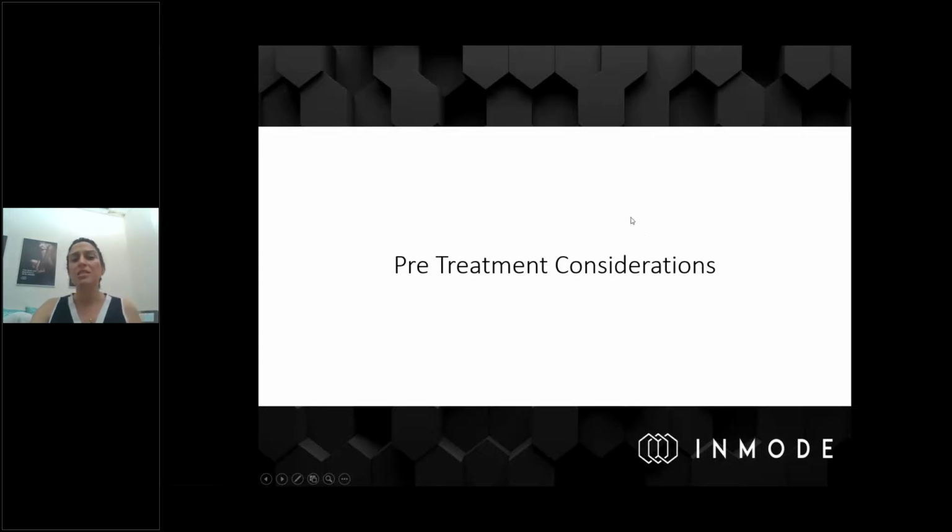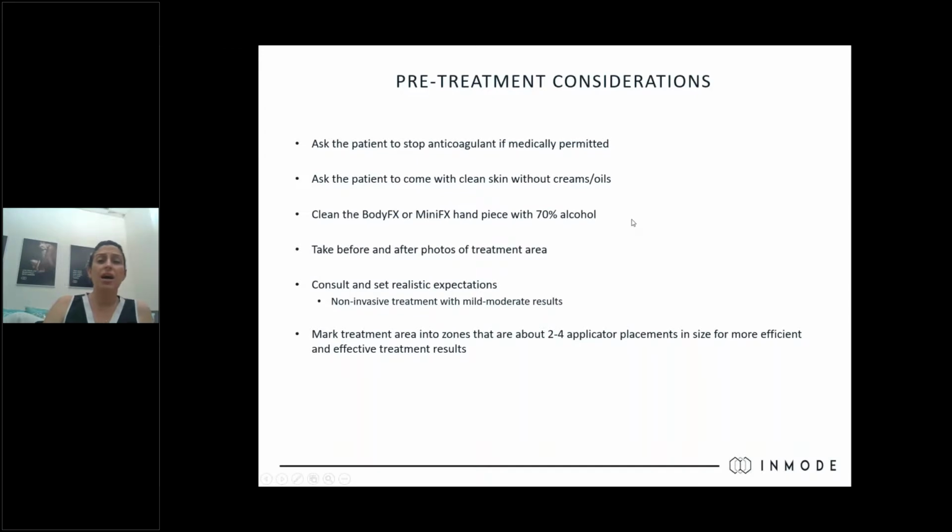Okay, so pre-treatment considerations, very similar. Clean skin, make sure to read through the contraindications, with the patient signing an informed consent form that they are not suffering from any contraindication. Patients on anticoagulants, blood thinners, or with bleeding disorders, we have a slight problem. Make sure, if they can stop the anticoagulants or blood thinners prior to treatment, do that if their doctor allows that.